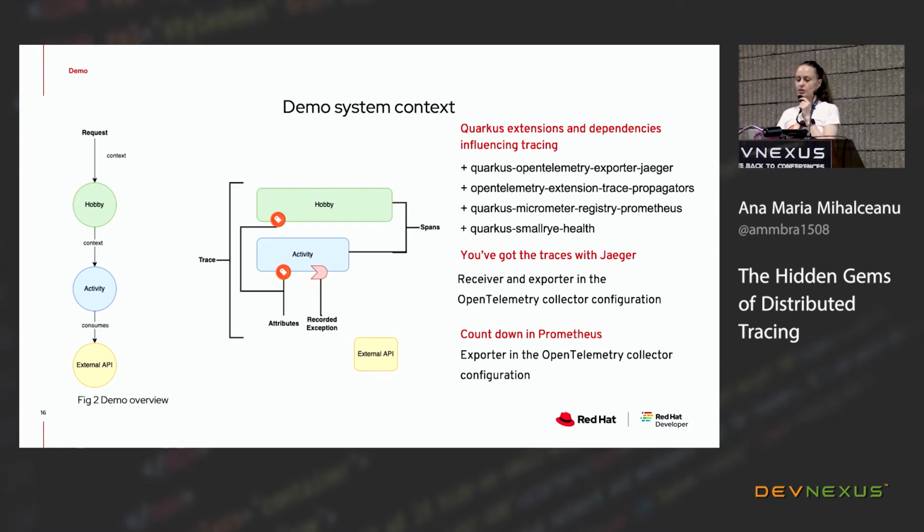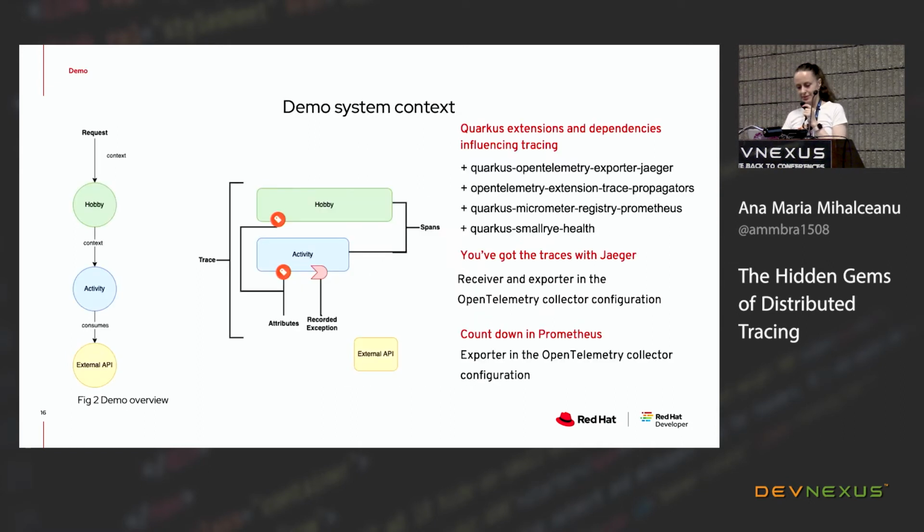Then, of course, you get the traces in Jaeger. So the receiver and the exporter in the OpenTelemetry Collector configuration is set to Jaeger. And of course, the metrics are going to be exported in the OpenTelemetry Collector configuration into Prometheus. So as explained earlier with OpenTelemetry, the collector has the power to have receiver, exporter, and the way to manipulate data via the sampling policies. So these are the parts of it.